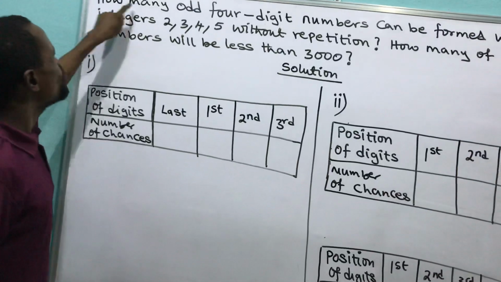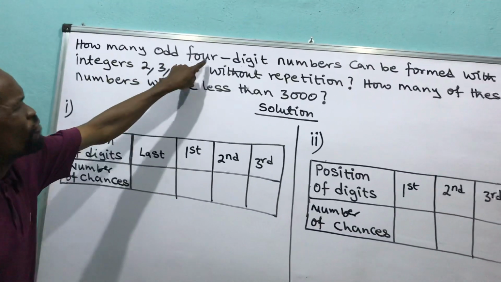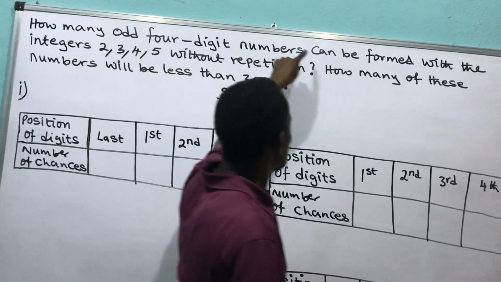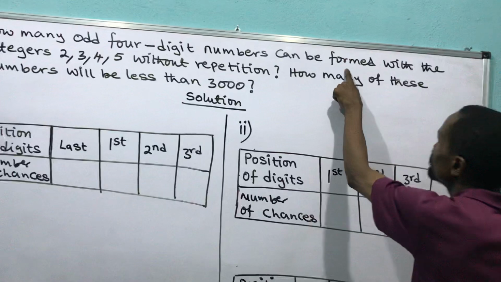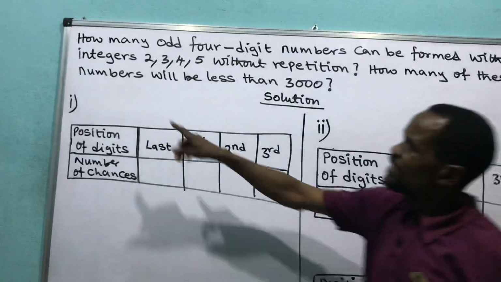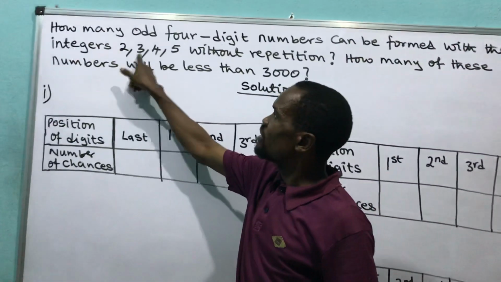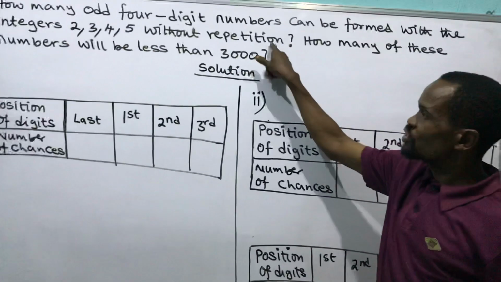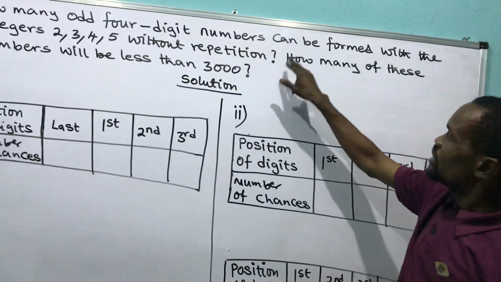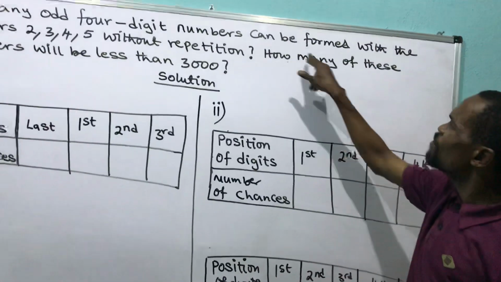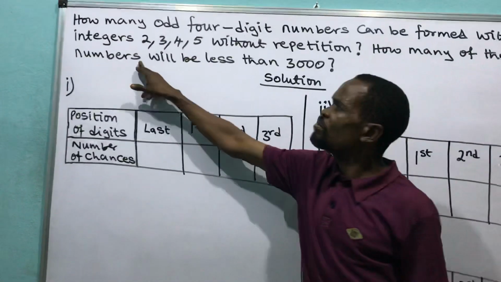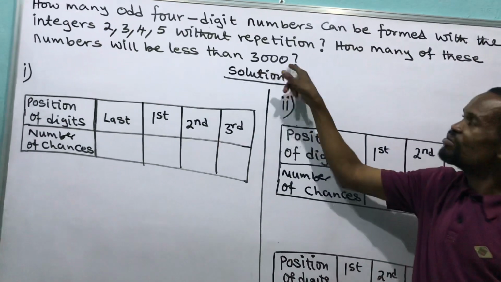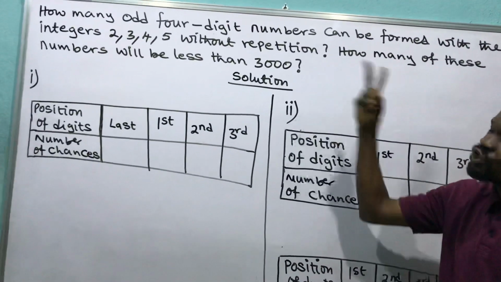It said, how many odd 4-digit numbers can be formed with the integers 2, 3, 4, 5 without repetition? Without what? Repetition. Then that's the question. Second question said, how many of these numbers will be less than 3,000? Look at these two questions in one.